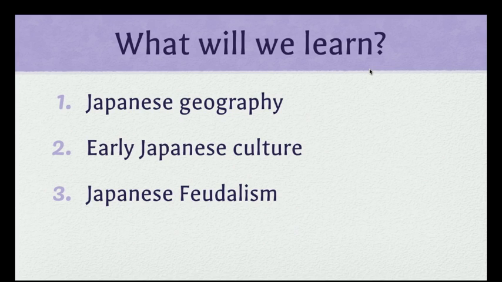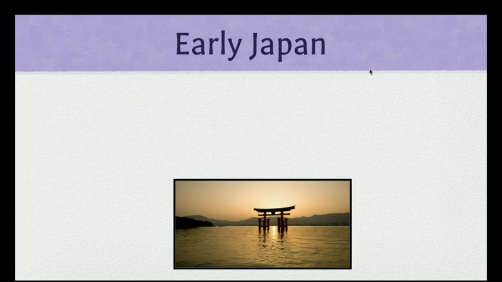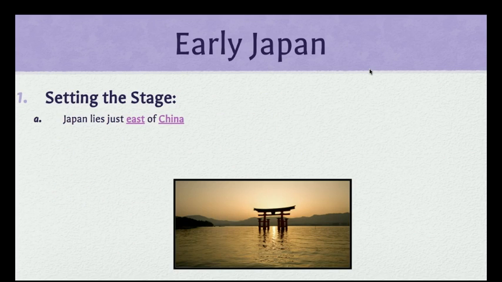So the three things we're going to look at, we'll start with Japanese geography. That's how we start with every civilization we study. Just kind of look at where they are, because in order to know who they are, we have to know where they are. So geography always matters. We'll talk about early Japanese culture, and then, like I said, we will finish by looking at Japanese feudalism and talking about the samurai. So let's set the stage.